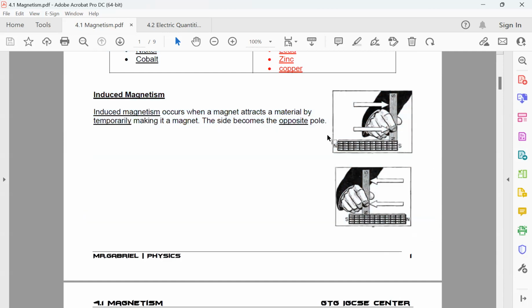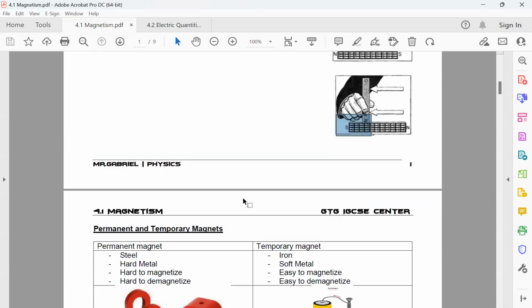Induced magnetism is to create magnetism onto this iron bar here. And the key thing here is that the immediate opposite of the iron bar will be the opposite pole. Meaning to say, if I swipe it towards the right here, you can see that the immediate opposite is going to be a south pole here as well, guys. This is what we call induced magnetism.